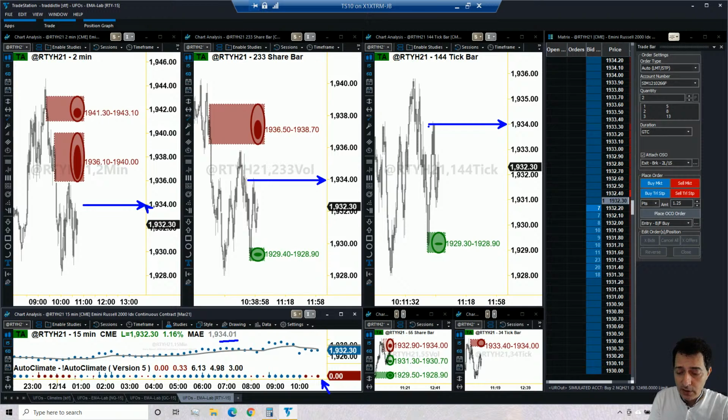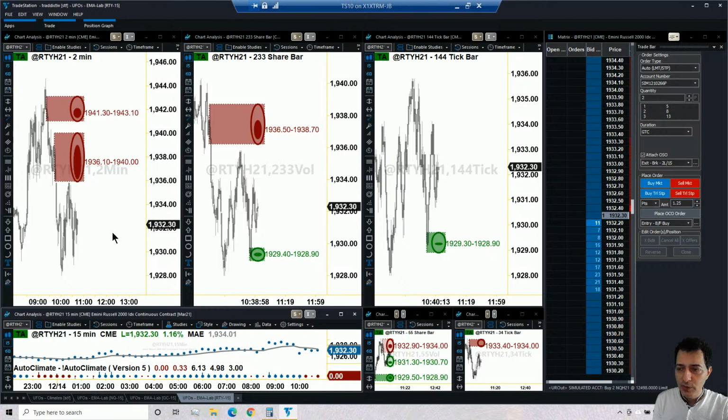And bad news, notice how they are UFOs, but they are located higher. So what do we need to do? Wait. Wait for what? Well, wait for either a UFO to form in the right location, which again, as I said before, especially with the share or the tick charts, this could happen anytime, or wait for time to pass.